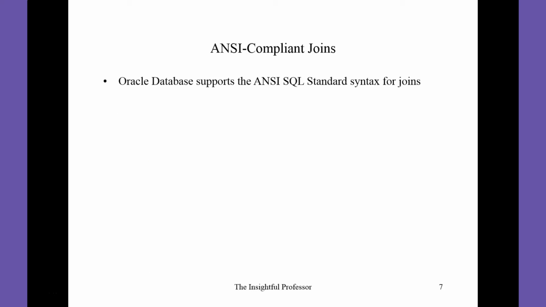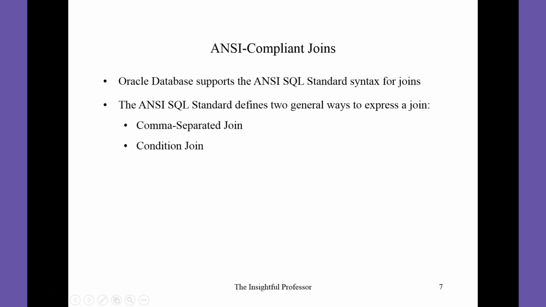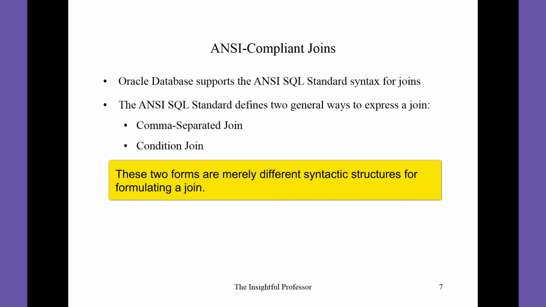Oracle Database supports the ANSI SQL standard syntax for joins. This standard defines two general ways to express a join: comma-separated and condition join. Comma-separated and condition join are essentially different syntax for accomplishing the same join operation. We'll discuss the join operation using both syntactic structures.